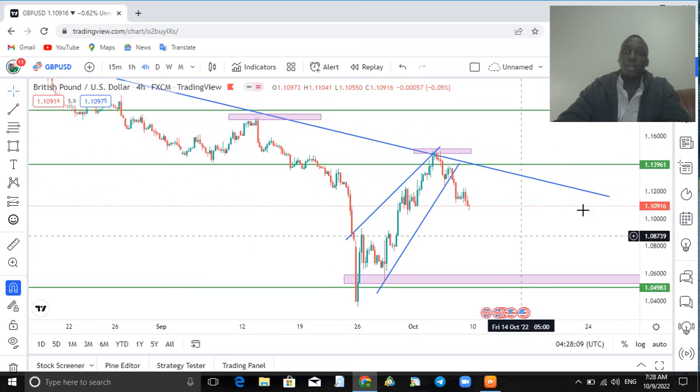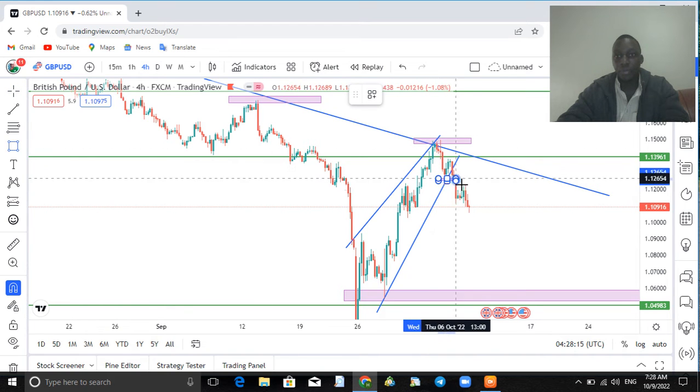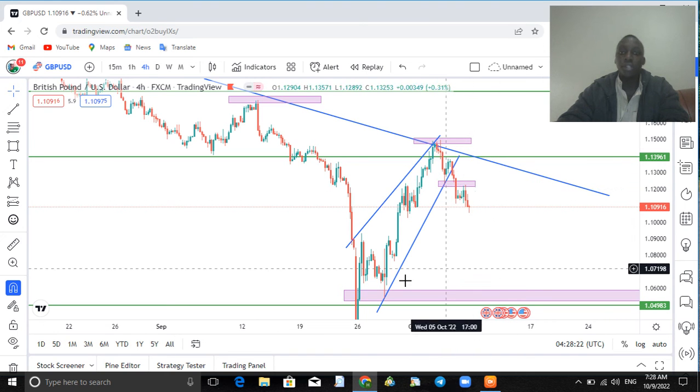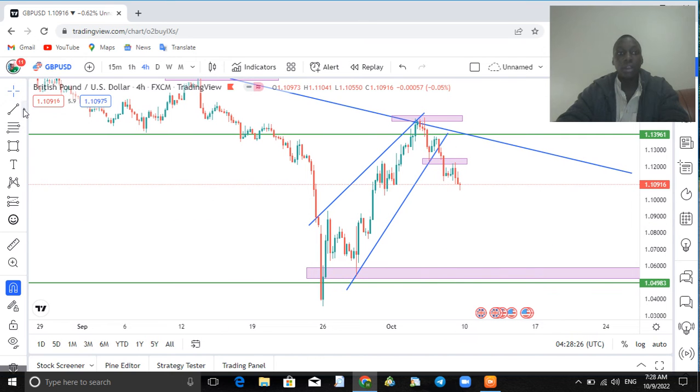Okay, now this nice flag, we had a breakout and a retest. So this was our retest. So breakout, we had a pullback which was a retest. Now we're expecting prices to continue shorting down to the downside.